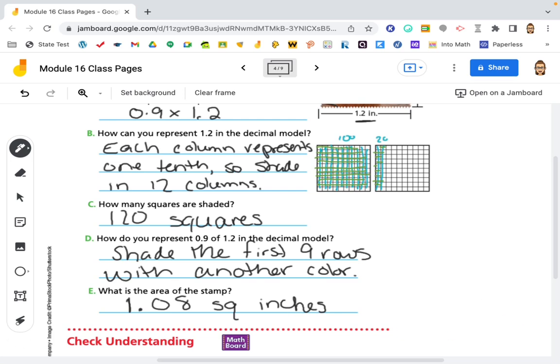And that is all for today's lesson. Hopefully you are now able to find the product of 2 decimals to the tenths place by using the decimal model.